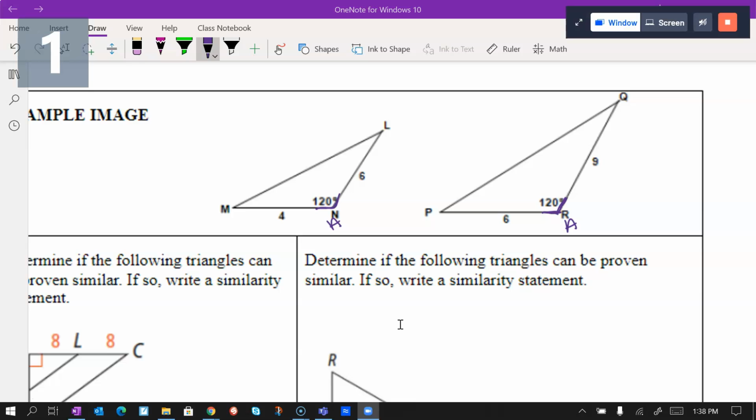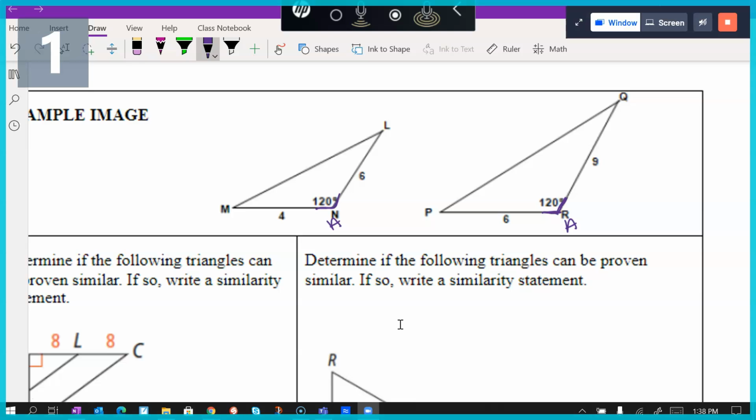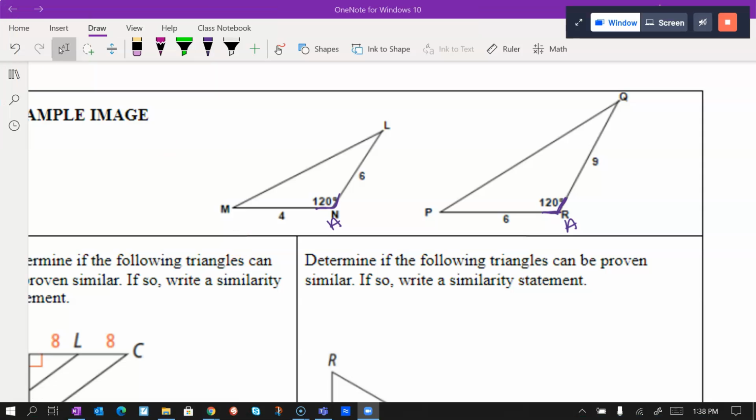Oh, thank you so much for letting me know. All right, can you guys see it now? Okay, perfect. Thank you so much, Axel.